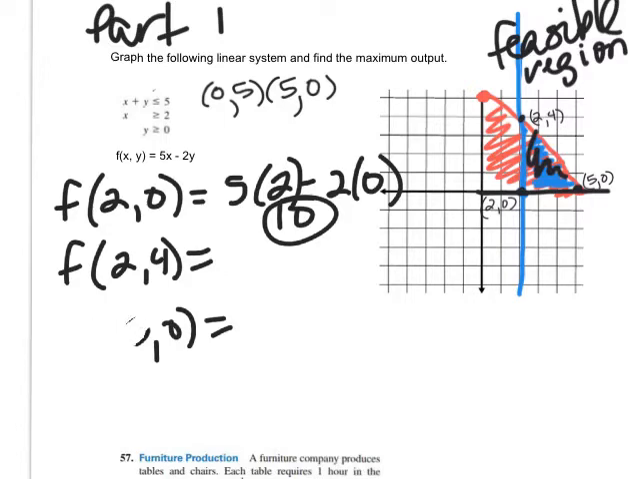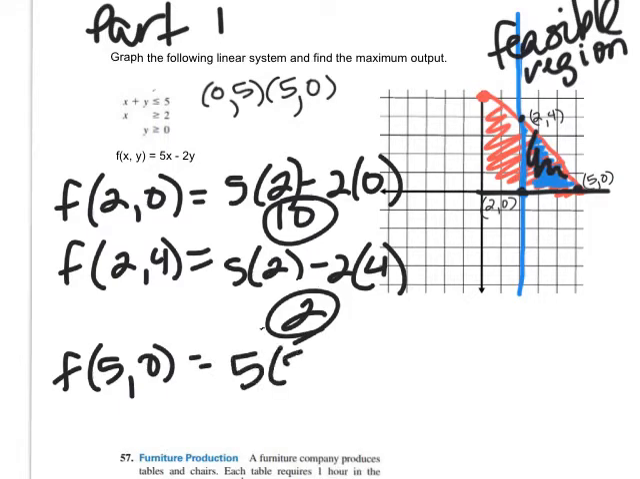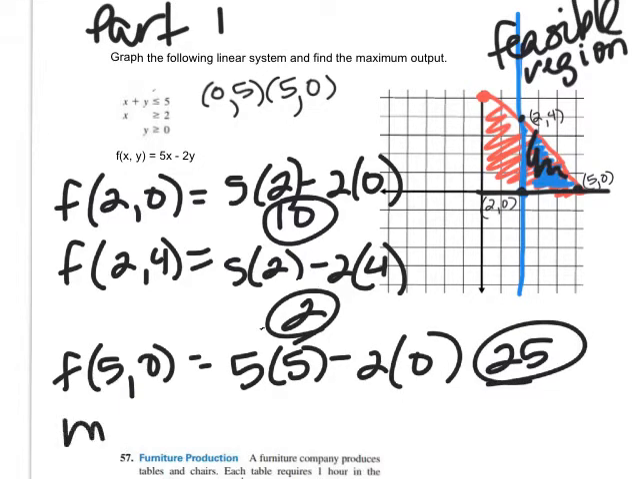Let me scooch this one down a little bit. 5 times 2 minus 2 times 4, which would give you 8. Oh, no, sorry, it gives you 2. Isn't it 10 minus 8? Yeah, so it should be 2. I wrote 8. And then f of 5, 0 would give you 5 times 5 minus 2 times 0, which would give you 25. And then you need to write maximum at 5, 0.